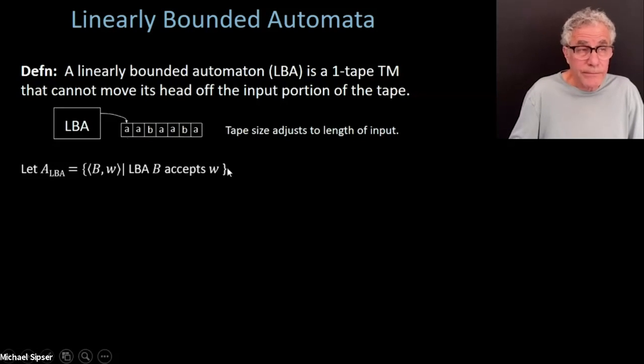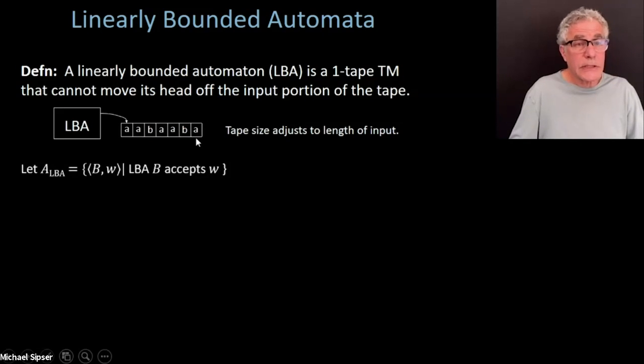Doesn't go anywhere. Okay, so now we're going to ask the same kinds of questions about LBAs that we asked for other automata. So the acceptance problem. If I give you an input and some particular LBA, and I want to know, does the LBA accept that input? Well, now the question is, is that decidable or not?